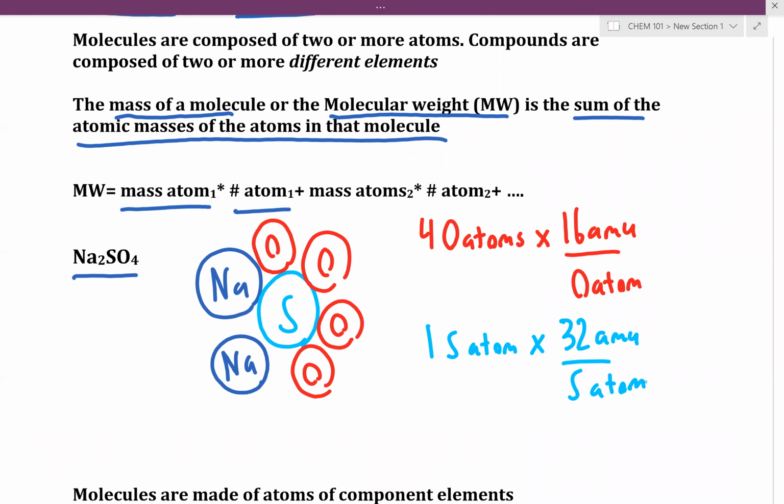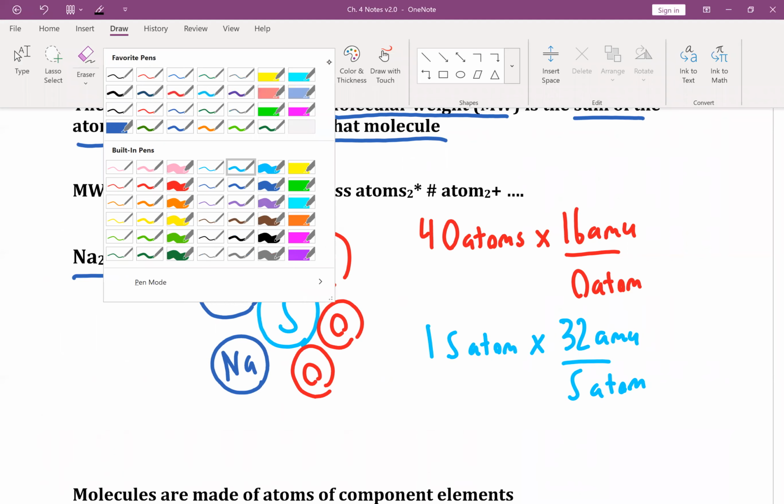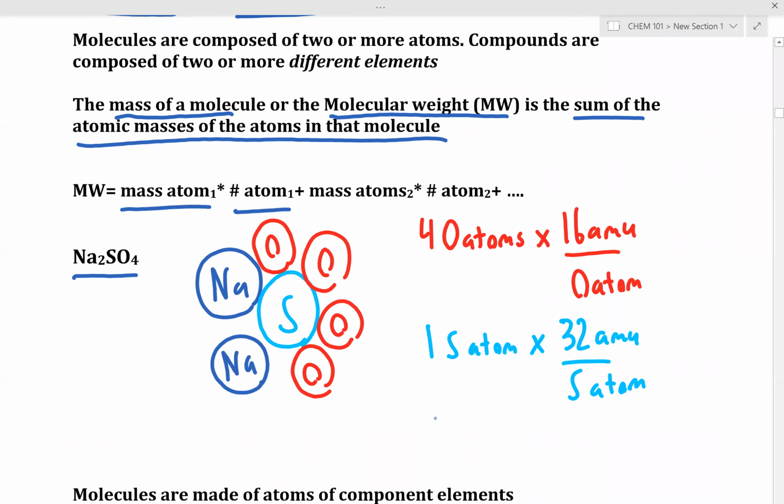Finally, we're going to repeat this process for sodium. So we have how many sodium atoms? 2. So we have 2 sodium atoms. And we know that the mass of sodium, looking at the periodic table, is about what? It's about 22.9. We're going to round it to 23 just for this demonstration. So we have 23 AMU per sodium atom.